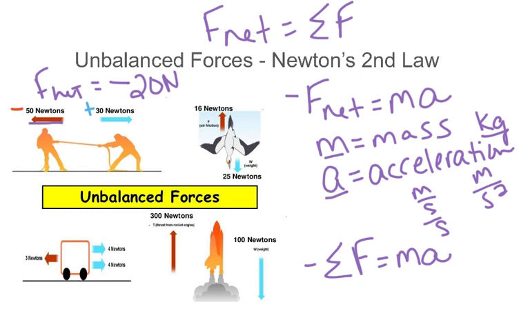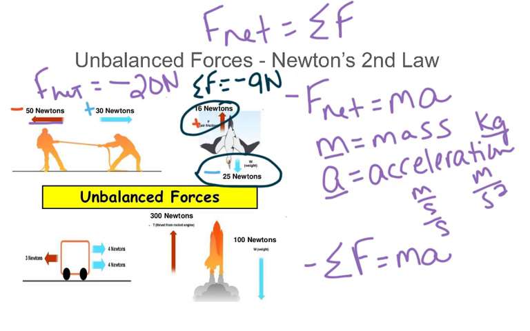We have another one here where we have our negative weight or gravitational force going down. We have an air resistance force going up. So again, I would add those together and I would get a sum of the forces as a negative 9 newtons because I'm adding a positive 16 to a negative 25. And we could do the same thing with the other two.